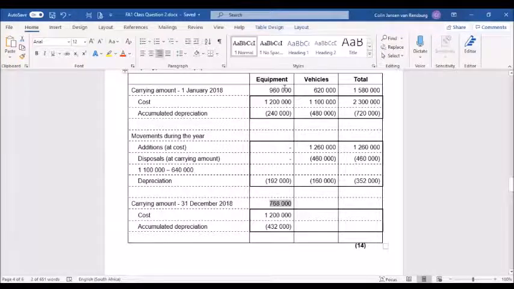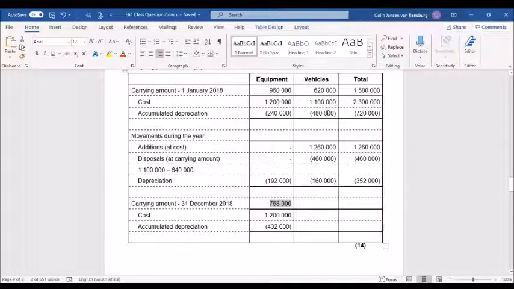So your carrying amount at the beginning of the year plus movements in the carrying amount must give you the carrying amount at the end of the year, and then also the cost at the end of the year minus the accumulated depreciation must give you that same answer. If it doesn't, then we've made a little boo-boo somewhere, which means we'll have to go and find it and fix it.